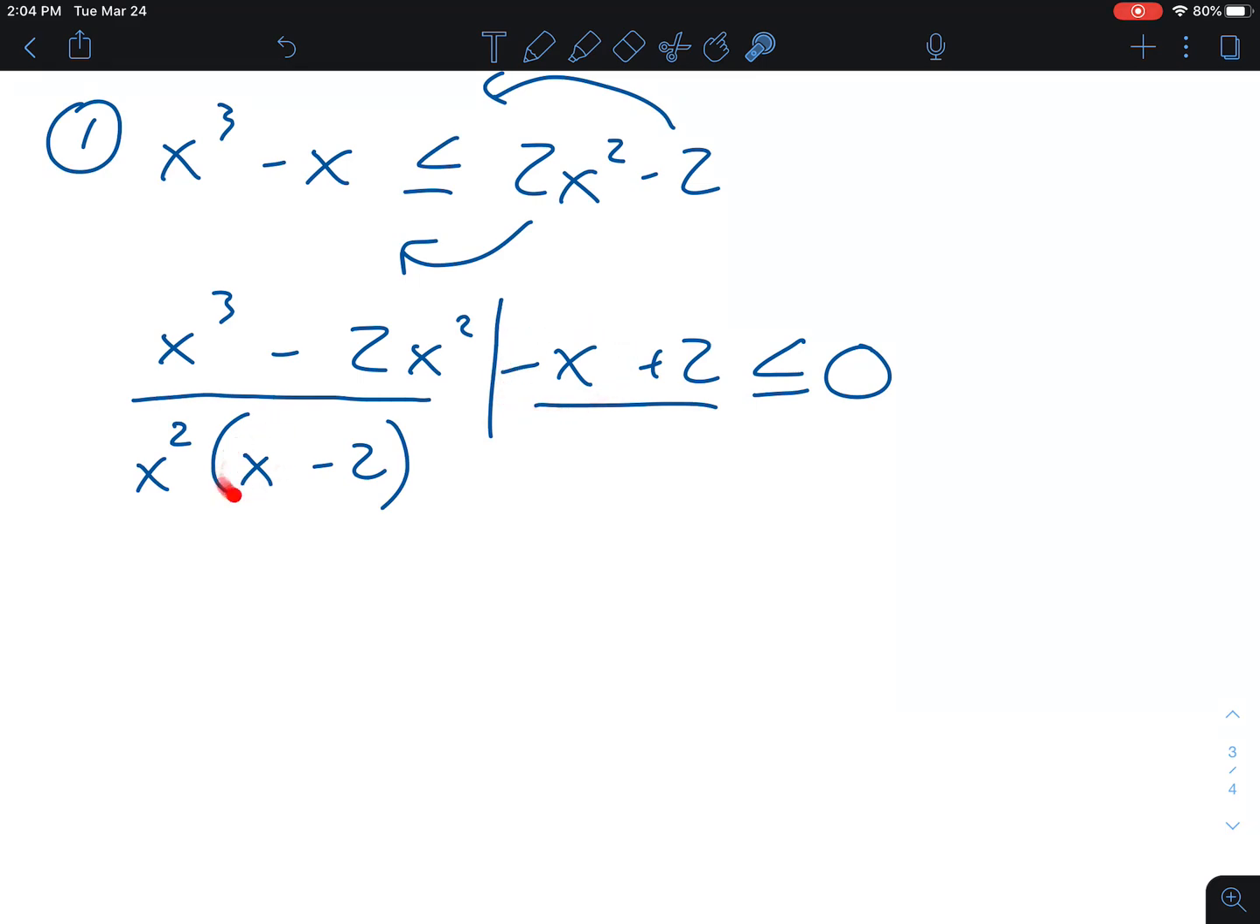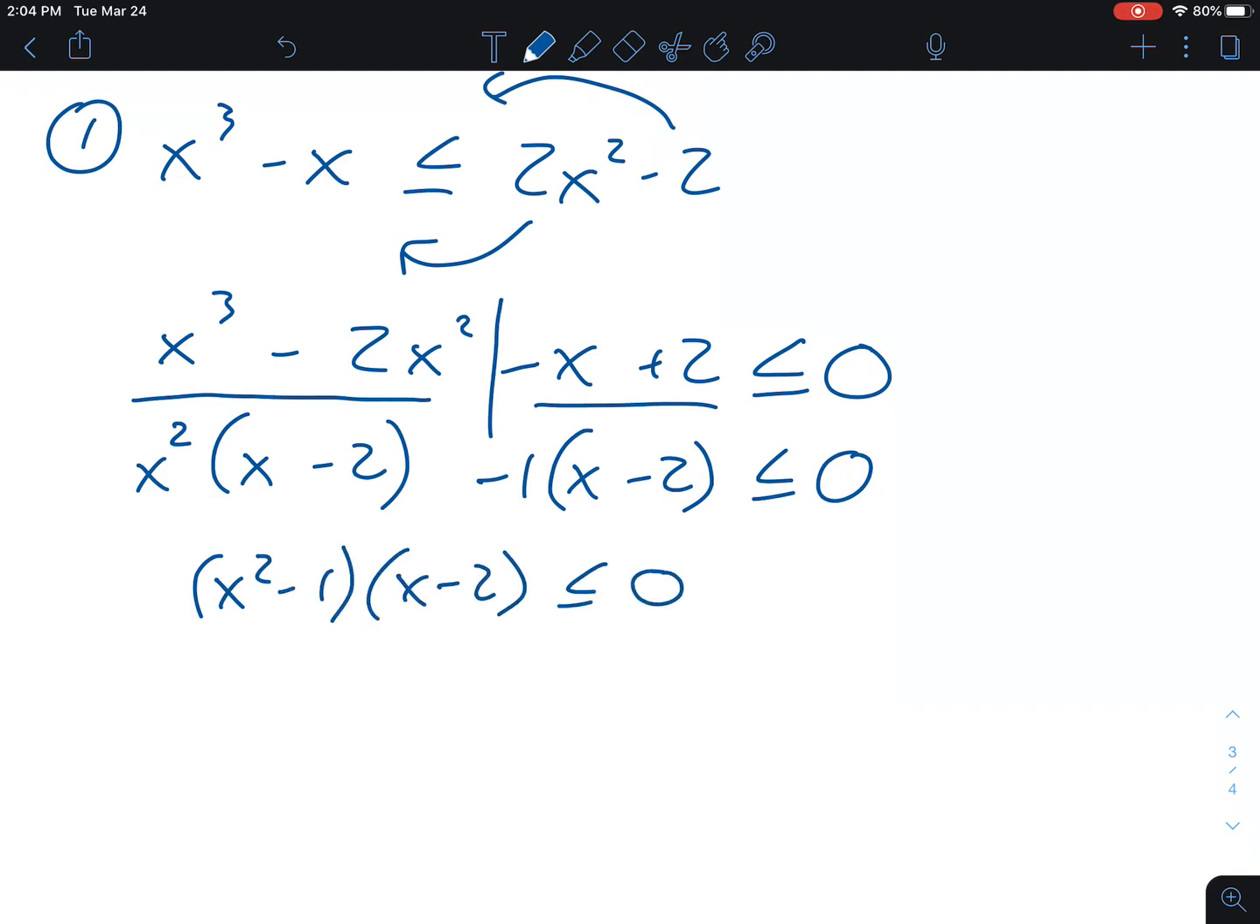I have a negative x, and over here, in parentheses, I want that to match right here. I have a positive x. This is a positive 2, and I want it to be a negative 2, so I know if I take out a negative 1, I get my x minus 2. So I get that. X minus 2, it matches with that. So now I'm able to write this as x squared minus 1, x minus 2 is less than or equal to 0.